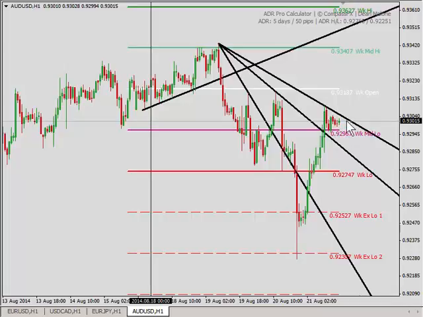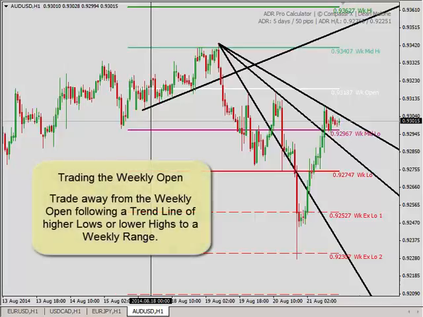In this case, it appears that if this trend line gives, we're going to be back at the weekly open. I'm going to be looking for another lower high off of this level and then a possible bounce to finish off the week. So this is, again, a way to trade the market fairly simply, is to look for the market to make a trend away from the weekly open. So we're trading away from the weekly open, looking for a bounce off that trend line to the next weekly range.